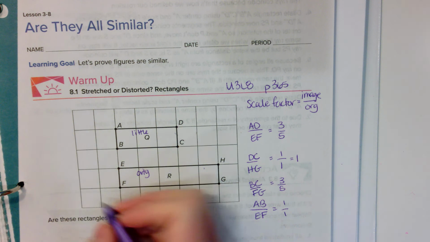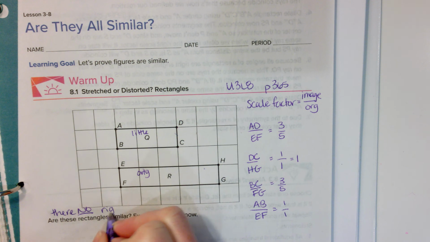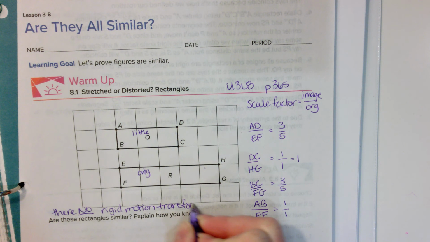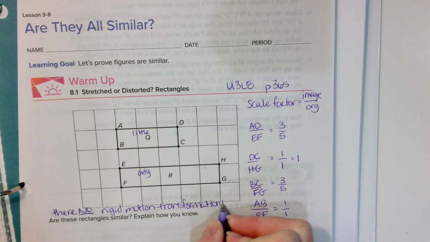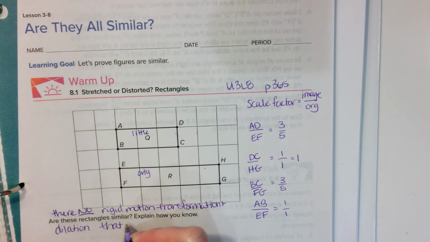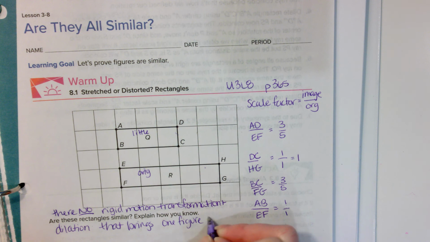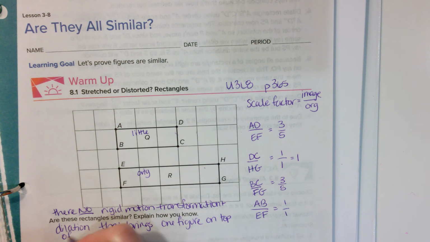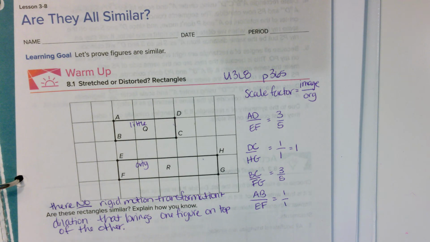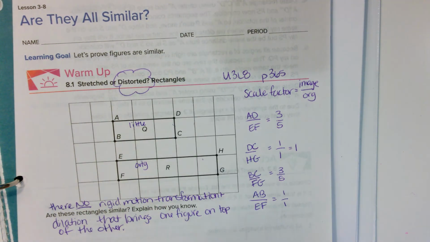For that reason, and because there is no rigid motion transformation plus dilation that brings one figure on top of the other, these two figures are not dilated. They are distorted, and they are not a dilation of each other.